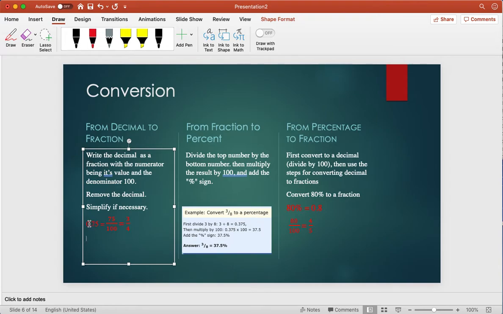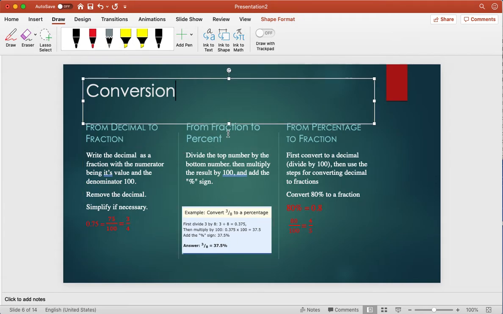So notice I'm not putting 0.75 over 100. I'm just putting the 75 over 100, right? So not 0.75 over 100, 75 over 100. Now it's as a fraction. Simplify if necessary. This is where I feel like a lot of people are going to lose some marks. Right? I can reduce this, divide both these numbers by 25. That's going to give me 3 over 4.